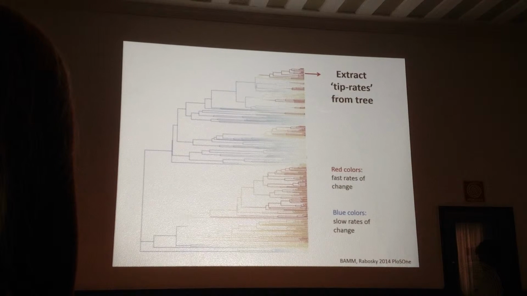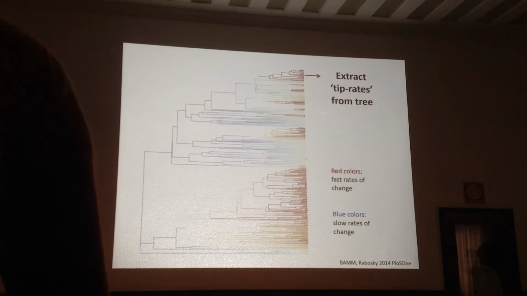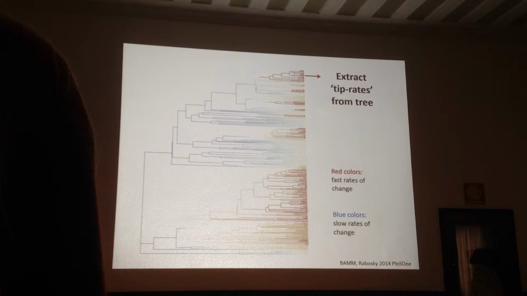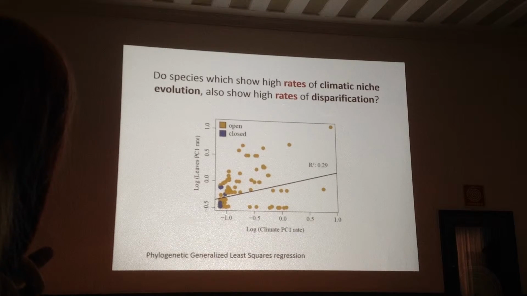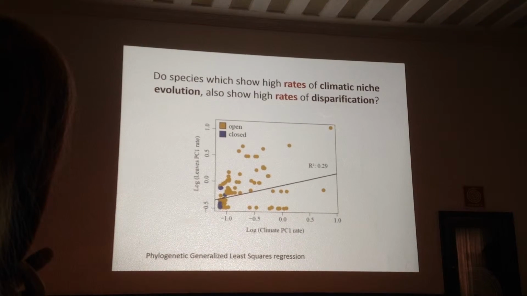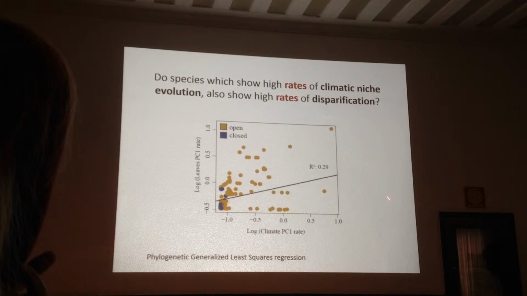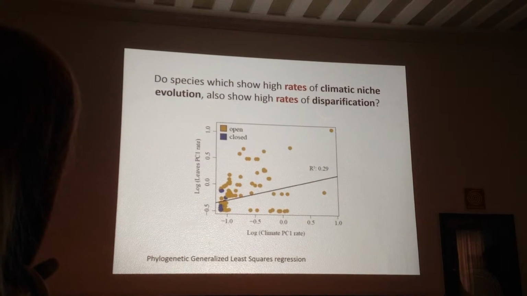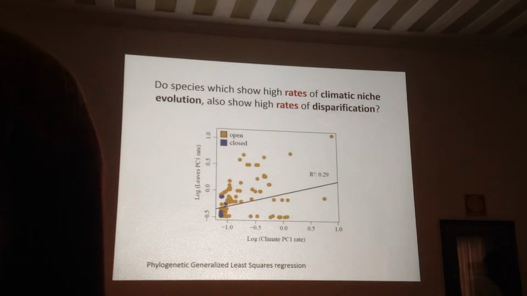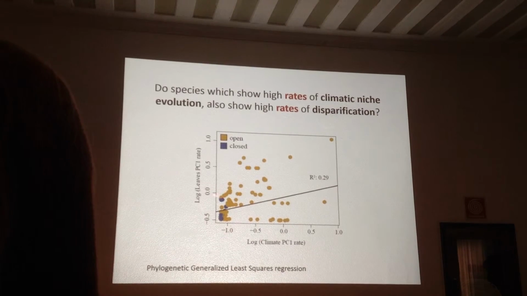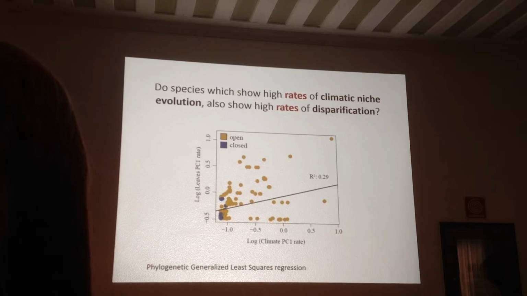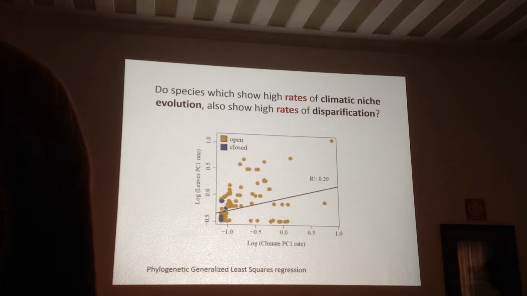We can also extract from the BAMM output the tip rates, so the rates of evolution at the tips of the trees. And then we can answer the question whether species that show high rates of climatic niche evolution also show high rates of morphological evolution or disparification. And indeed, with PGLS regression, we found a strong correlation. We can also see that species occurring in open vegetation have much higher rates, both of climatic niche evolution and morphological evolution. And again, the closed vegetation species that don't radiate also show low rates of morphological evolution and climatic niche evolution.